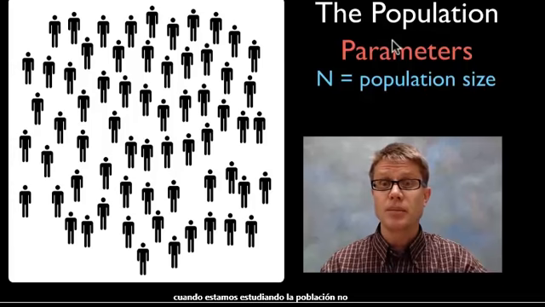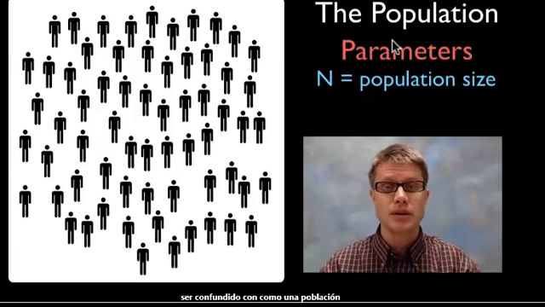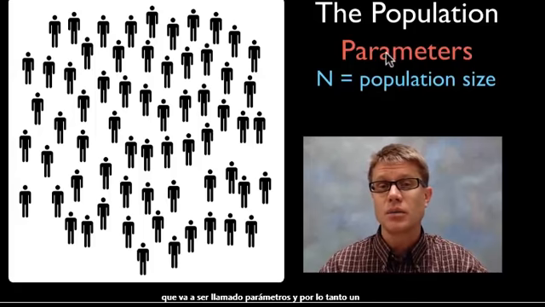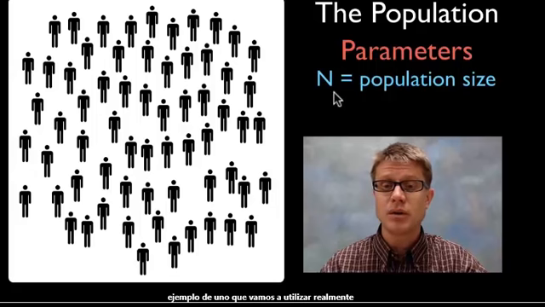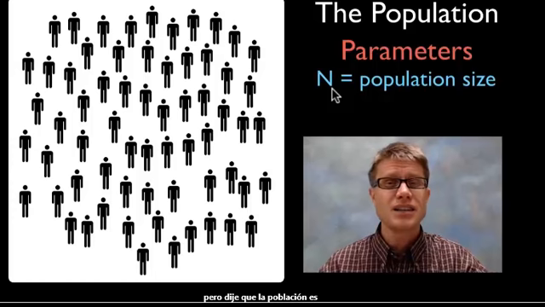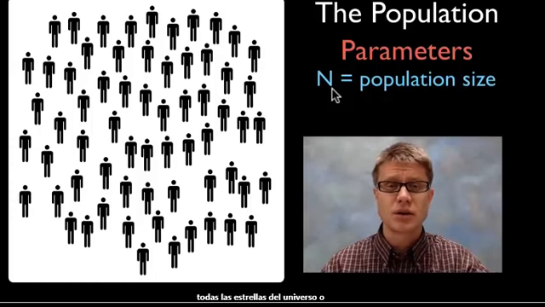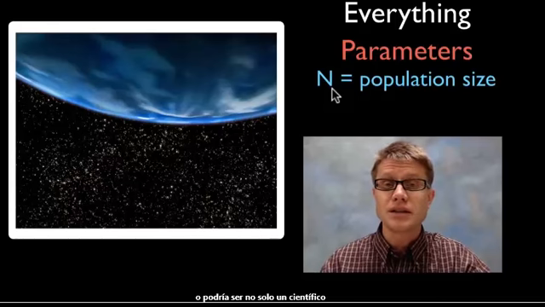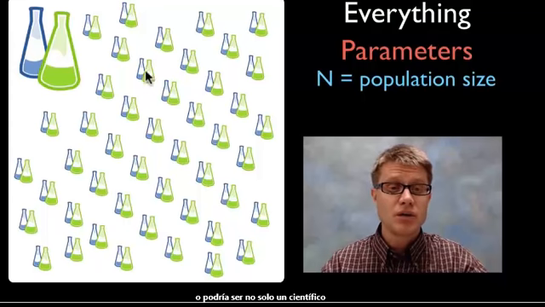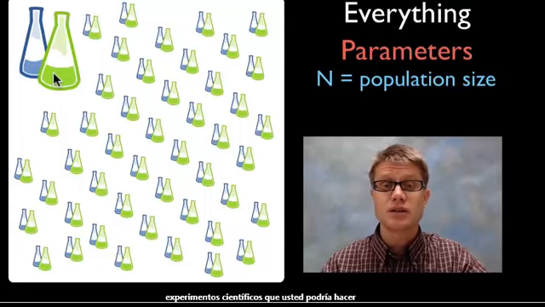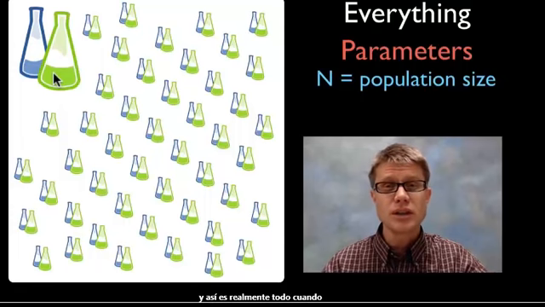And so when we're studying the population, not to be confused with like a population that we study in ecology, the population, all of the characteristics of that are going to be called parameters. And so an example of one that we'll actually use in science is N. That's the population size. But I said that the population is everything. And so it could also be like all the stars in the universe, or it could be all the planets in the universe, or it could be not only one scientific experiment, but an infinite number of scientific experiments that you could do. And so it really is everything when we're talking about the population.